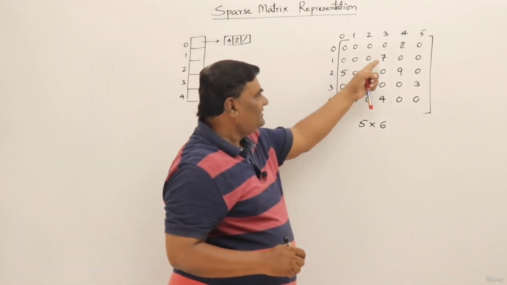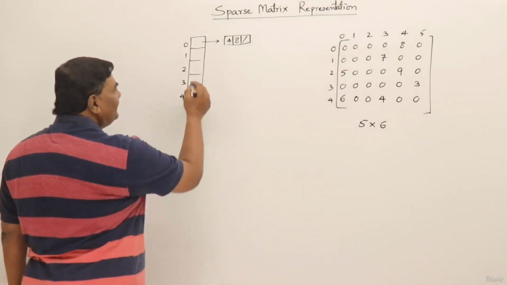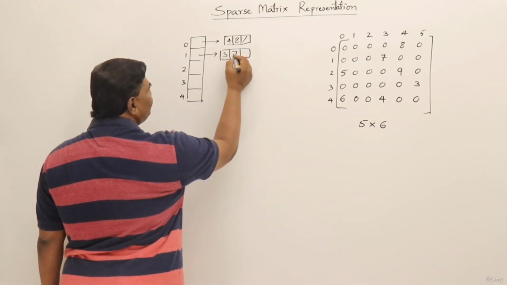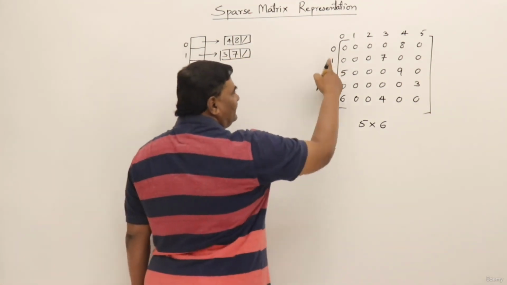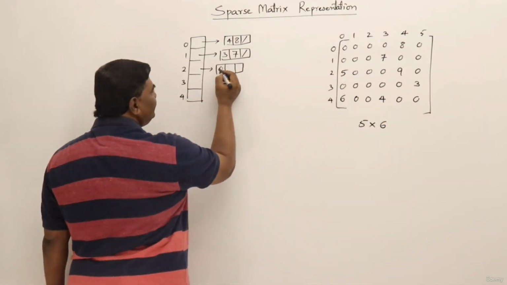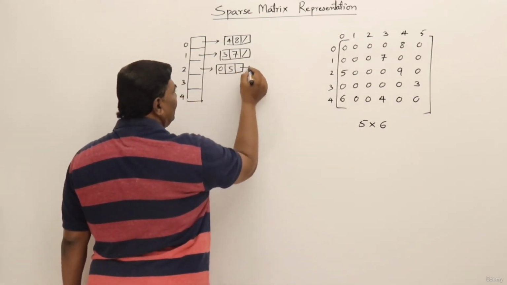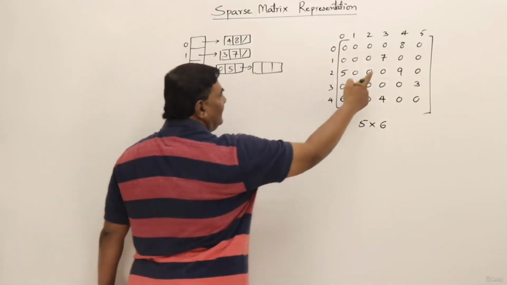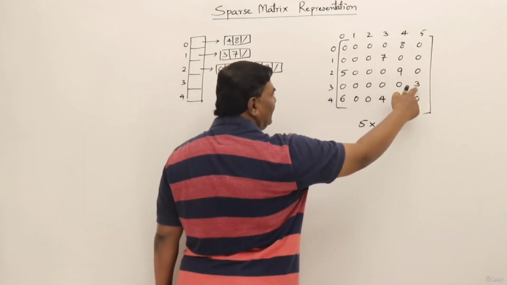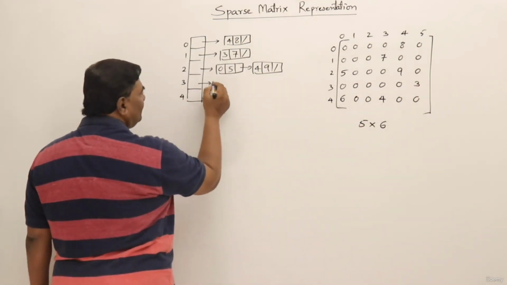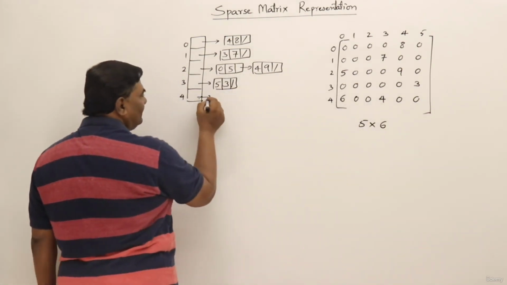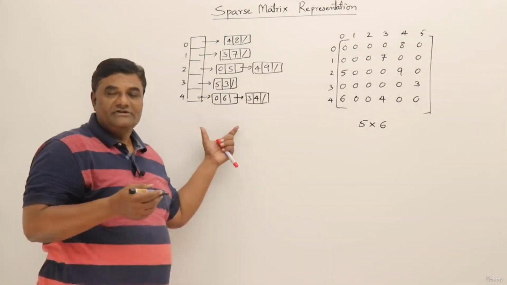Then next row, row 1, there is one non-zero element at column 3. So column 3 element is 7 and next is null. Then in row 2, we have two non-zero elements at index 0 and 4. At column 0 the value is 5, and next at column 4, value is 9. The next row, we have an element at column 5. Then in this row, we have two non-zero elements at column 0 and column 3.